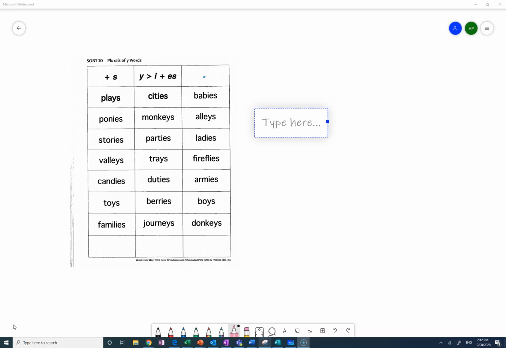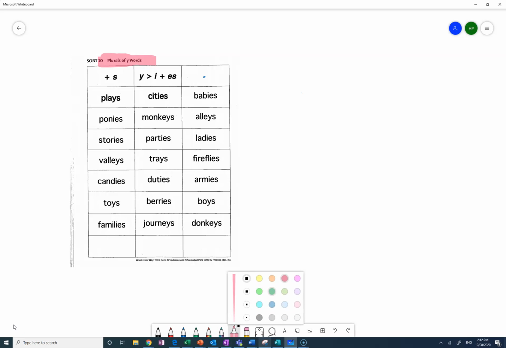Now today we're going to be focusing on plurals of words that end with Y. And this can be a little bit tricky because sometimes when we're looking at base words ending with Y, to turn them into a plural, we can just add an S. And then sometimes we have to do something a little bit trickier. Let me pick a color. We need to drop the Y and add IES. But when do we know how to do that? What a great question, and I'm so glad you asked.